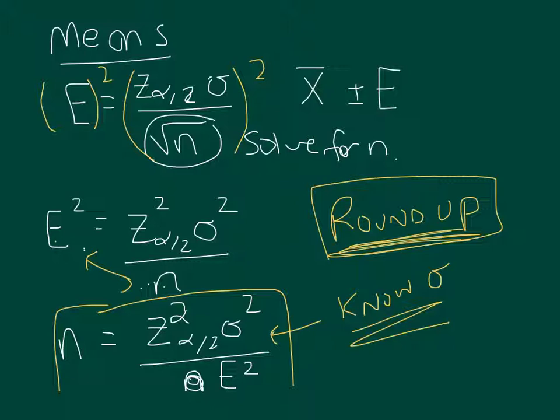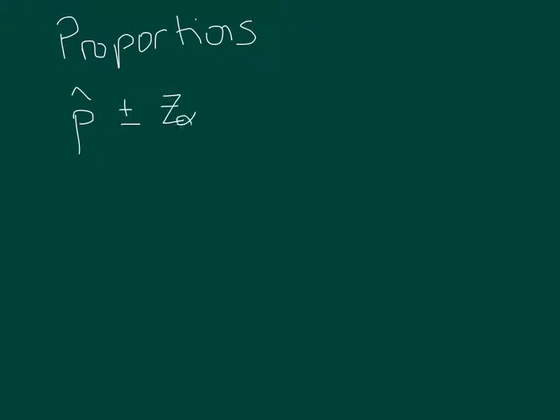Okay? We're going to look at the formula for proportions next, and then I think I'll work one of each so you can get a sense of how these problems work. And then we'll look at this quite a bit more in class on Wednesday. Now we have proportions in a similar way. If you remember the formula for proportions, it's p hat plus or minus z alpha over 2 times the square root of p hat (1 minus p hat) over n.